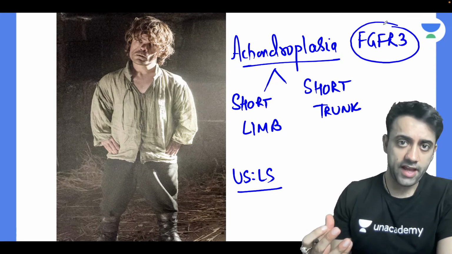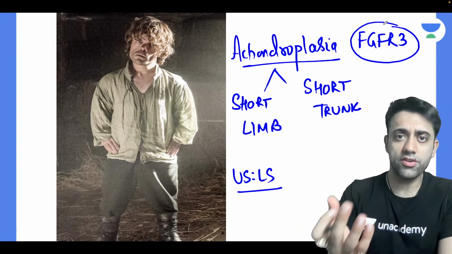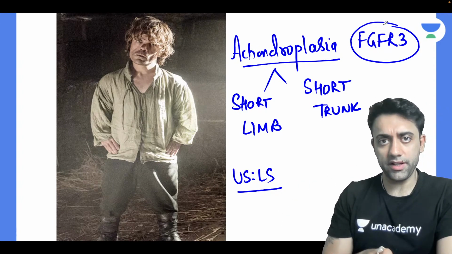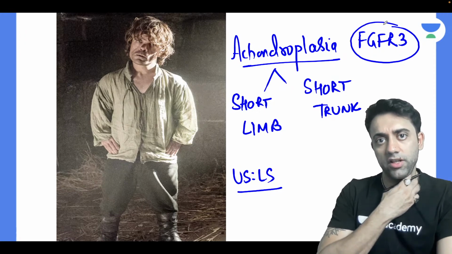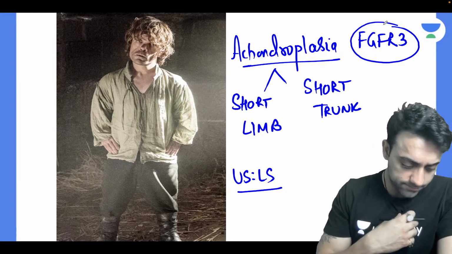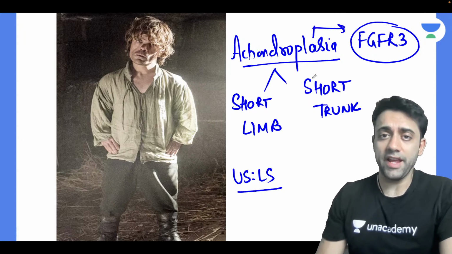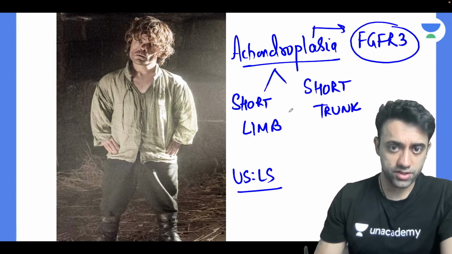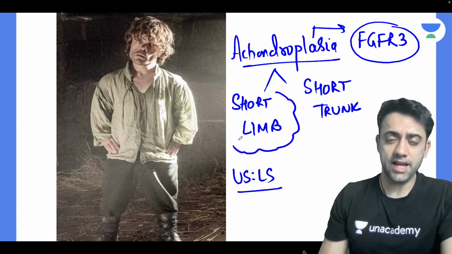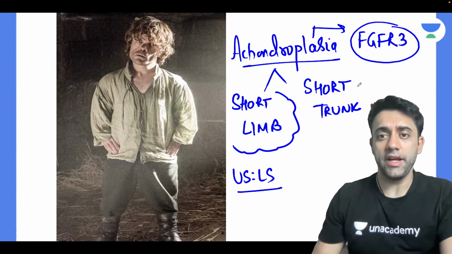We are having this live class. Revise whatever knowledge you have. Transmit it over in the comment section. Tell us so that we all can share with each other. So yes, exactly. Point number one, achondroplasia is nothing but FGFR3 gene mutation. Achondroplasia is an example of short limb dwarfism.